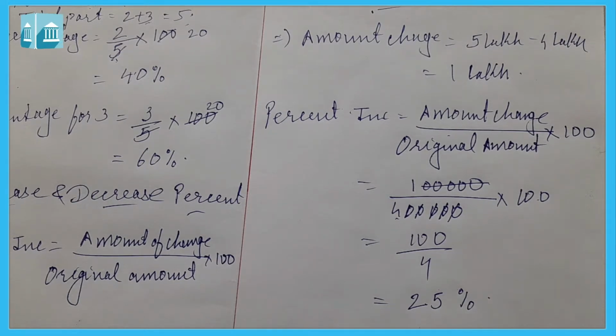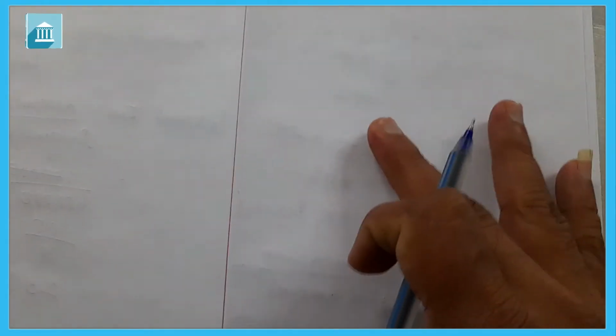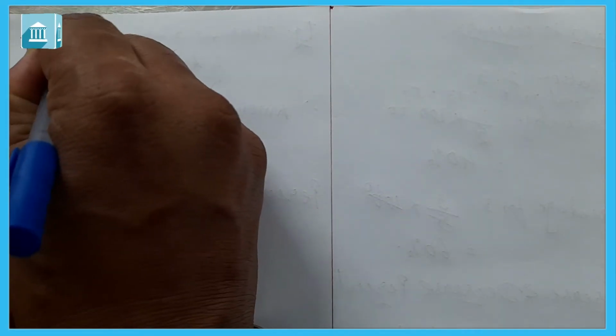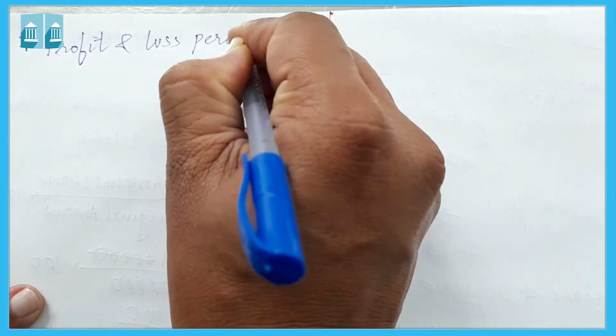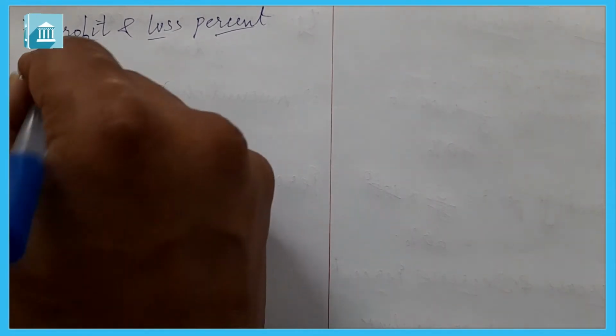Now let us see profit and loss percent. Before profit and loss percent, we have to find out what is profit and what is loss. So first we will see what is profit.